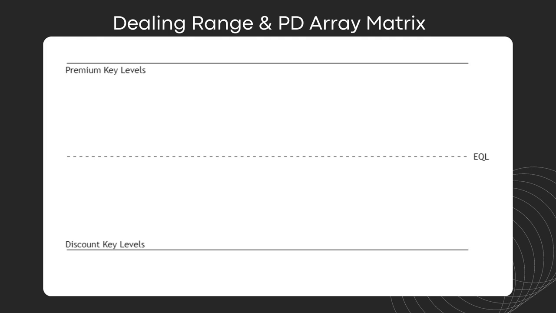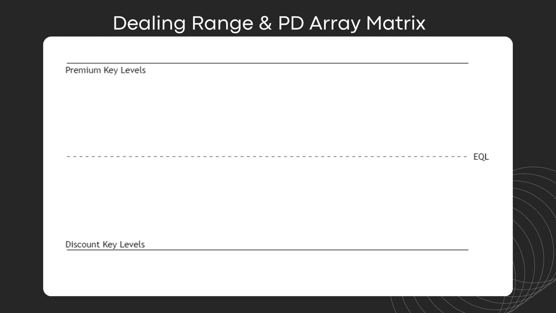Similarly, if the market structure in order flow is bearish, then our main focus would be on the key levels inside the premium regions instead of the ones that are in the discount. So now you can see that we've added a logical objective filter to the key levels that we're going to be dealing with. That's why it's called a dealing range.